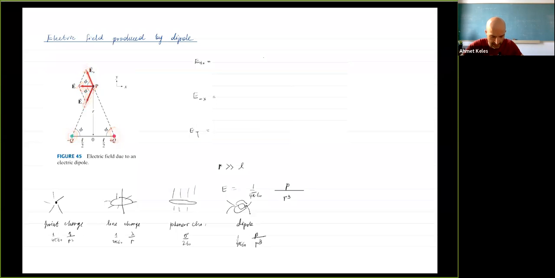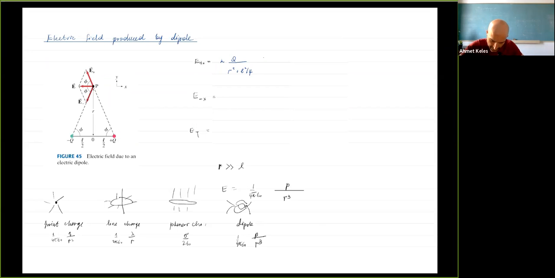Let's find these one by one. First, the plus charge: it is some K times Q divided by the distance squared. And the distance, I can just use the Pythagorean theorem, square of this plus square of this, square root. It is going to be R squared plus L squared over 4.